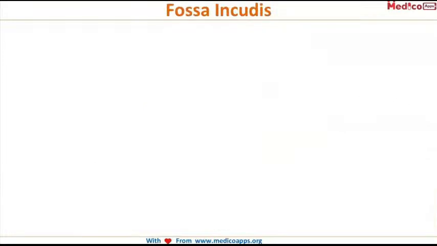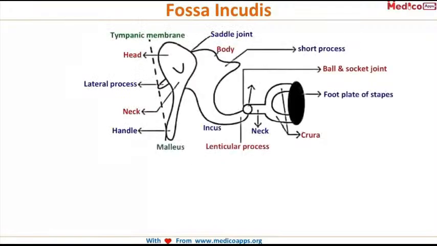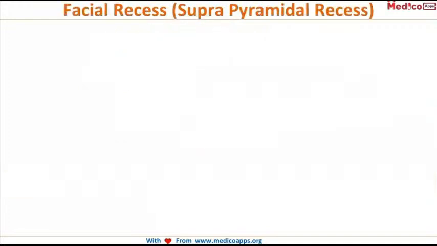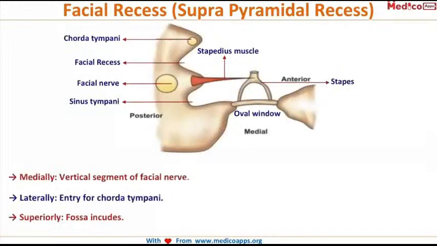The next important structure is the fossa incudis. It lodges the short crus of the incus. So the fossa incudis lodges the short crus of the bone incus. Next we are looking at the facial recess. Look at this image over here. Medially, it is formed by the vertical segment of the facial nerve. So this is the facial nerve and the vertical segment that is passing behind, we cannot see that in this image.